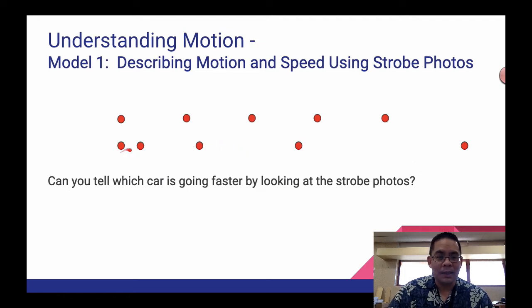So in the beginning, this one is slower. But at the end, because the spacing is so much larger, this one is definitely moving faster. So there's the last dot for that one.